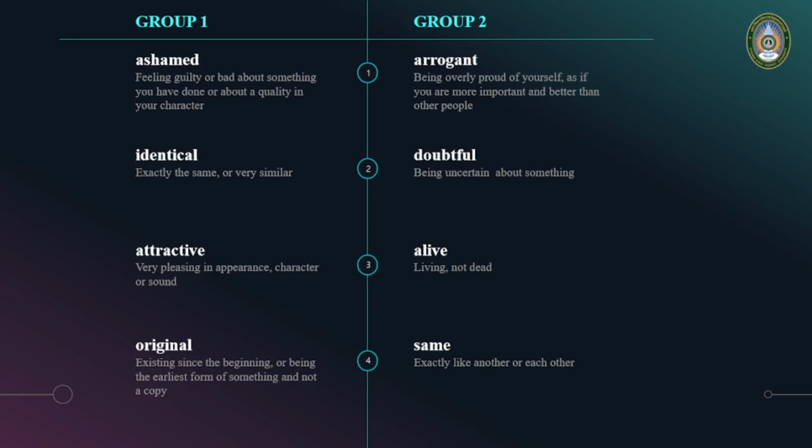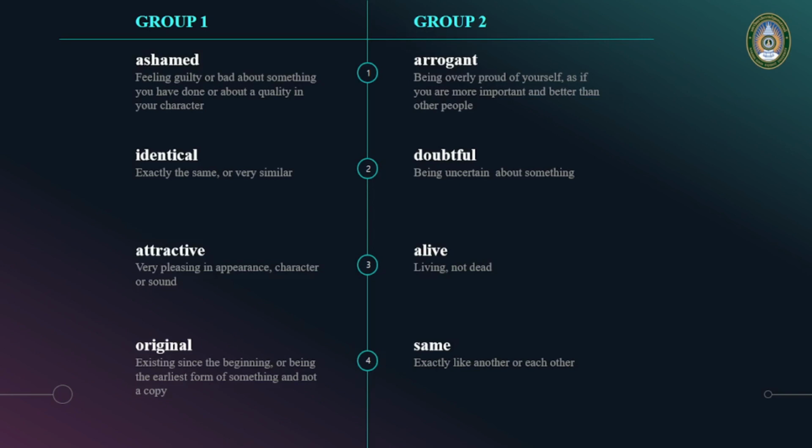So, what do you think? Ashamed and arrogant, do they have similar meanings? If not, then check the next word. Doubtful, being uncertain about something. So, no, they don't mean anything similar. Ashamed means feeling guilty and bad about something. Doubtful, being uncertain about something. So, okay, they don't have the same meaning. Alive means not dead, living. So they also don't have anything in common. Okay, same, exactly like another or each other.